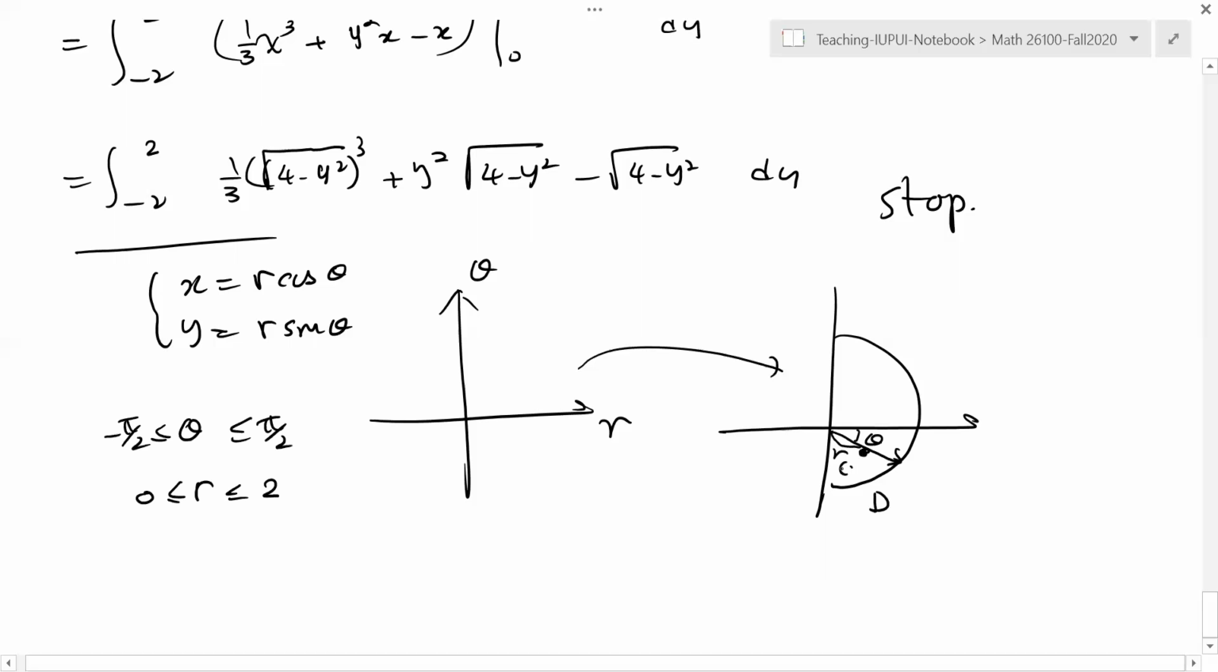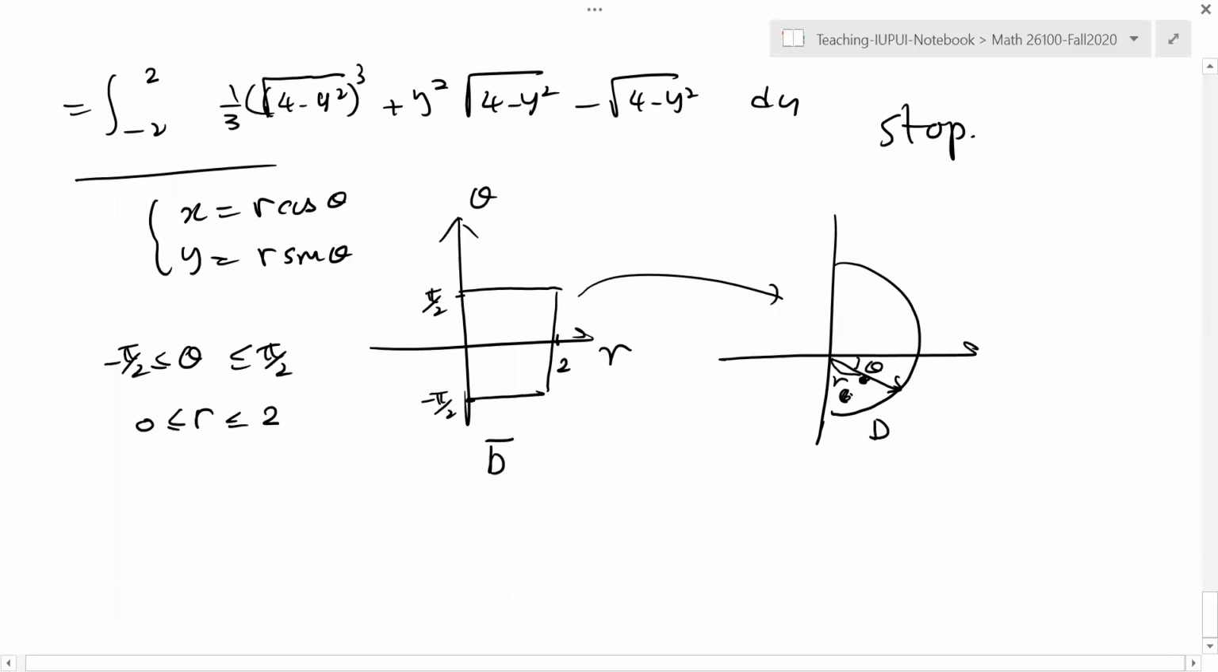For an arbitrary point here, this is r. The largest value for r is going to be 2, and the smallest value for r is 0. So r is from 0 to 2, and theta is from negative pi/2 to positive pi/2. So you get a rectangle. That's my D bar.